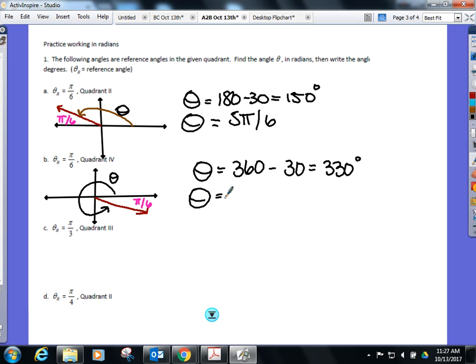Let's try not to use the reference table. Reference angle was 30. I ended up with 330. 30 times what would give me 330? 11? Everyone agree? 30 times 11 gives me 330. So what am I going to multiply pi over 6 by? 11. 11 pi over 6.